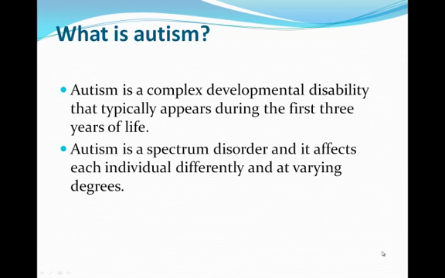Here we go. What is autism? Autism is a complex developmental disability that typically appears during the first 3 years of life. Autism is the result of a neurological disorder that affects the normal functioning of the brain, impacting development in the areas of social interaction and communication skills, which we will see a little bit later.